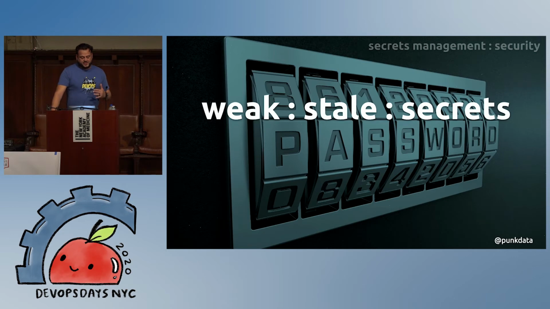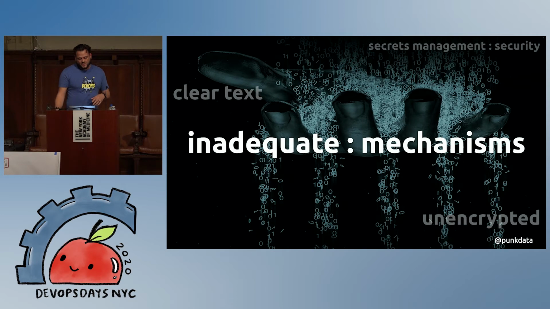Some of the other complaints and problems that we have within the industry, these are not new, right? Weak passwords or secrets. And we also have the issue with stale secrets, which means that they're not being refreshed or changed often enough within the pipelines. We also have the issue where we're storing credentials in clear text in the CI/CD runtimes.